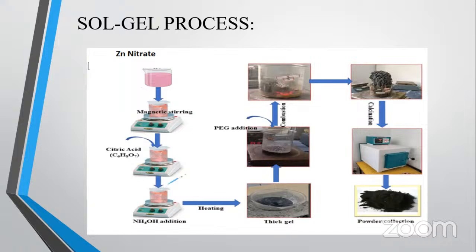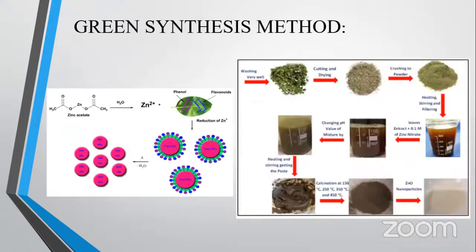In this process, zinc nitrate is taken as the starting element and stirred with a magnetic stirrer, and then citric acid is added as it acts as a strong chelating agent, and then the base NH4OH is added to it. And here the green synthesis method is the biological method.